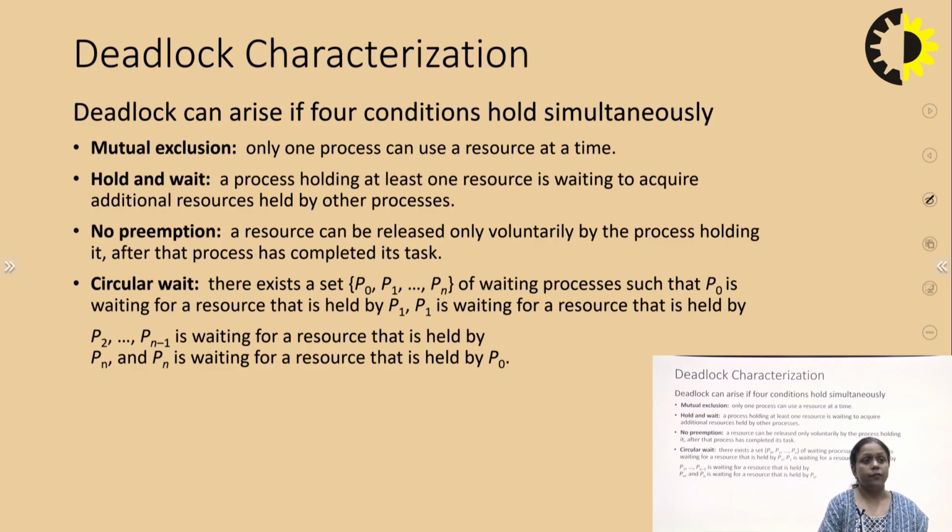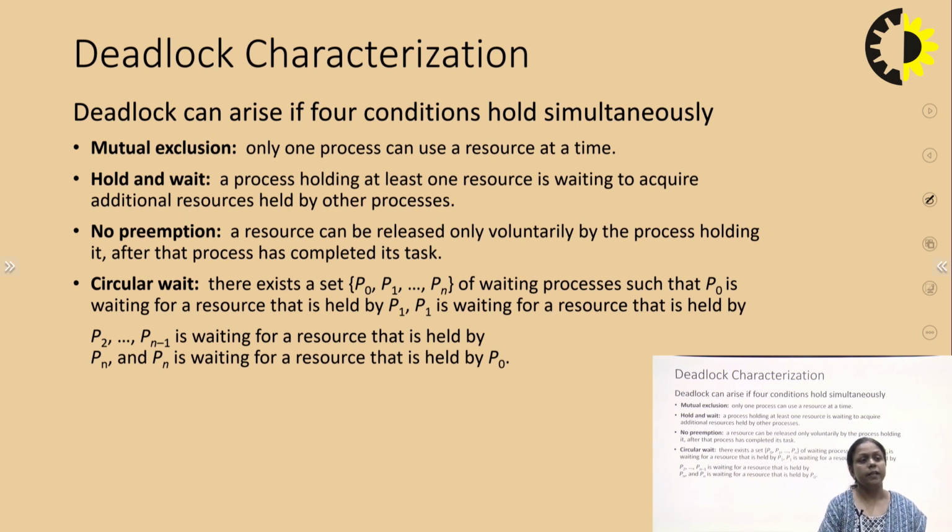Hold and wait. In hold and wait, a process holds at least one resource and waits for another resource. No preemption: a resource can be released only voluntarily by the process holding it, after that process has completed its task. So, what it means is we cannot release the resource from a particular process forcefully. It will release the resource voluntarily only.